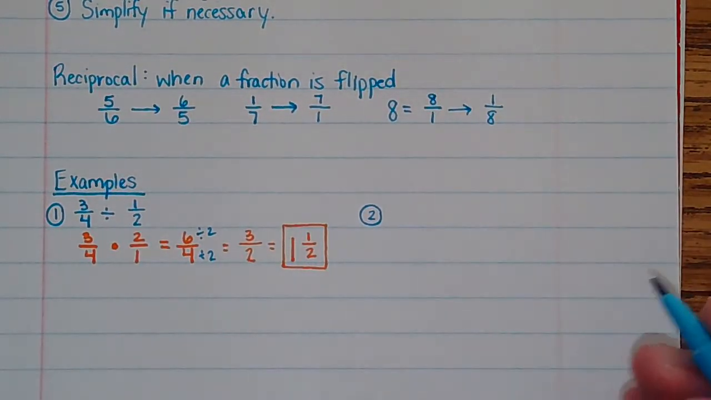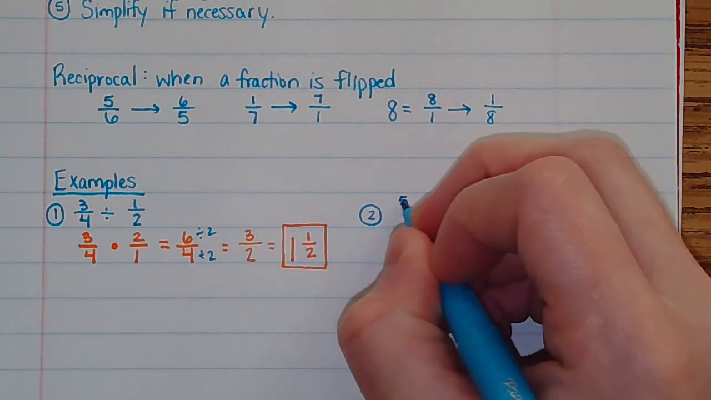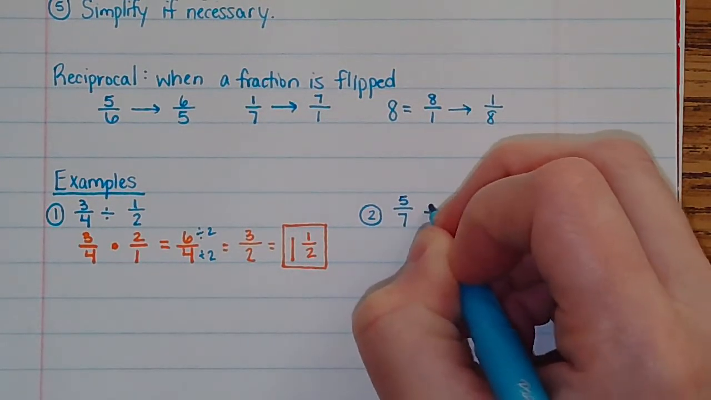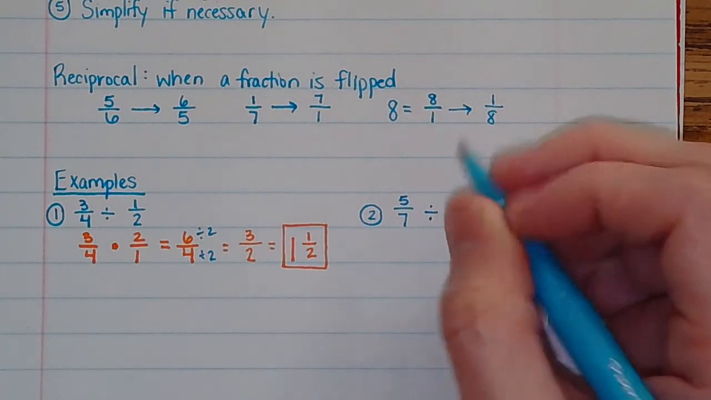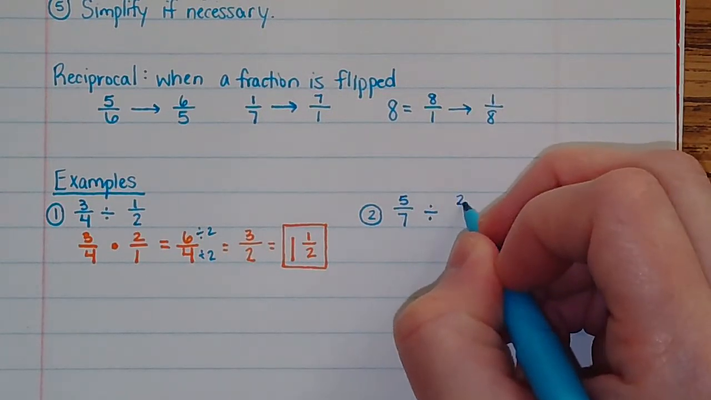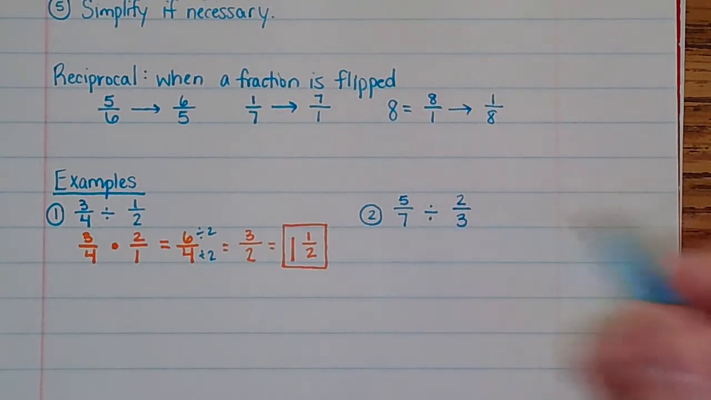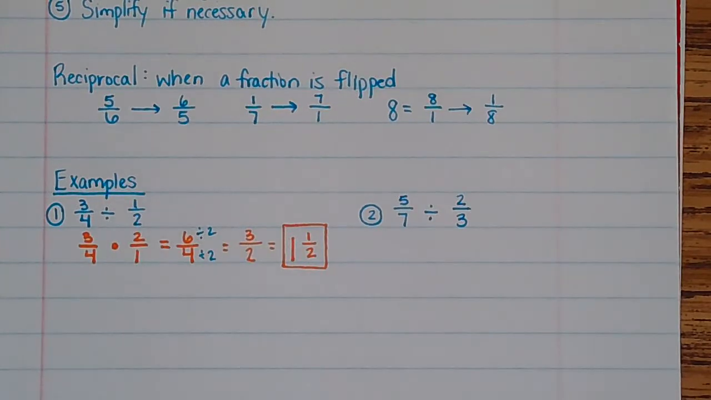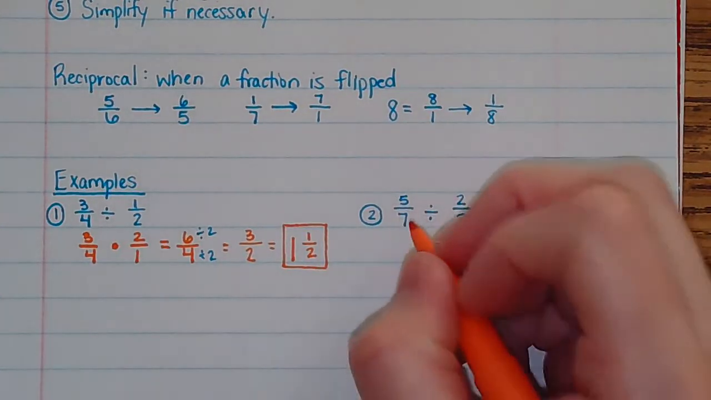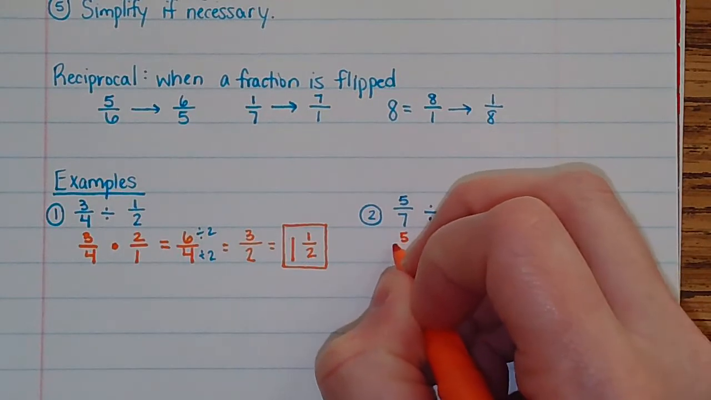All right, this time we're doing 5/7 divided by 2/3. Remember, we're only dealing with proper fractions. All right, so what am I going to keep? What am I going to leave alone? I'm not going to do anything with. That's going to be the first fraction. The first fraction you leave alone. So 5/7 is going to stay.